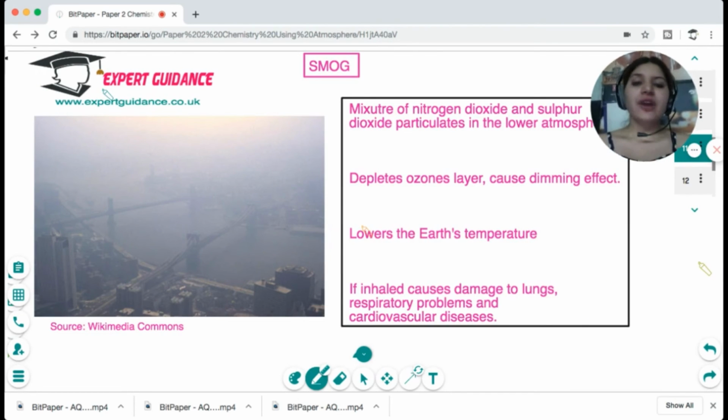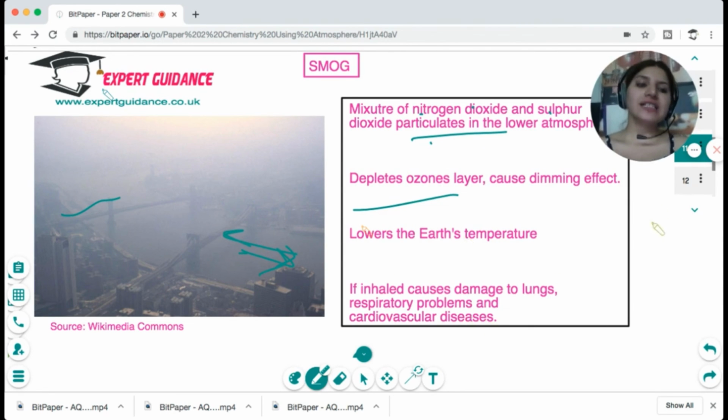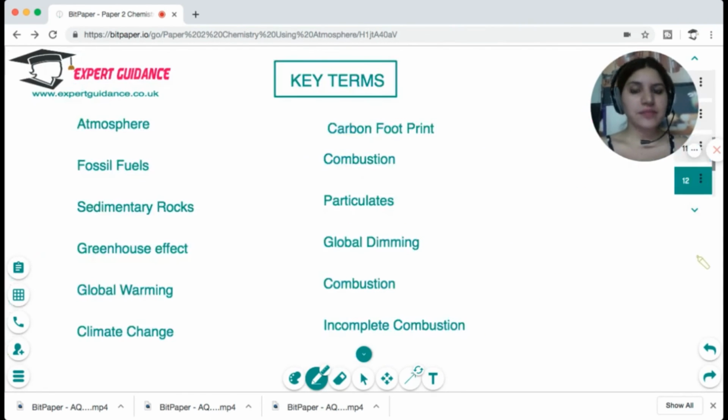Now, the mixture of nitrogen dioxide and sulfur oxide forms particulates in the lower atmosphere. You can see some dimming effect at times. This dimming effect is lowering the Earth's temperature, and it is also causing damage to the lungs and other cardiovascular problems. Okay, so I hope this topic is clear to you. A very short, sweet, and simple topic.